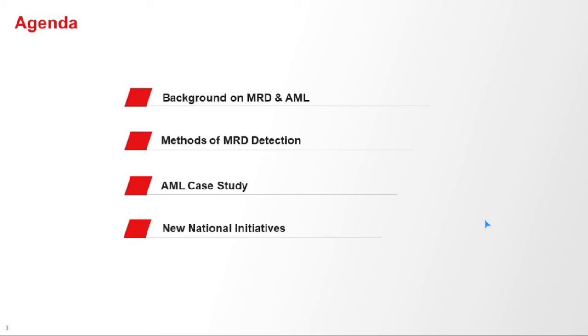Here we go. What I'm going to talk about today is measurable residual disease in AML, and it's going to be a more clinically biased talk. We'll have some technical issues, but I really want to talk about how it's done these days, what it means, using AML as a case study, and talk about some new national initiatives.